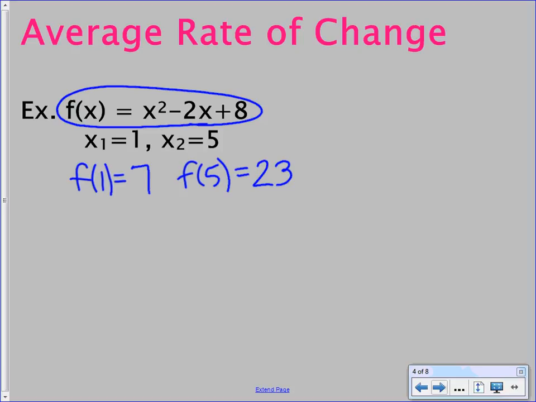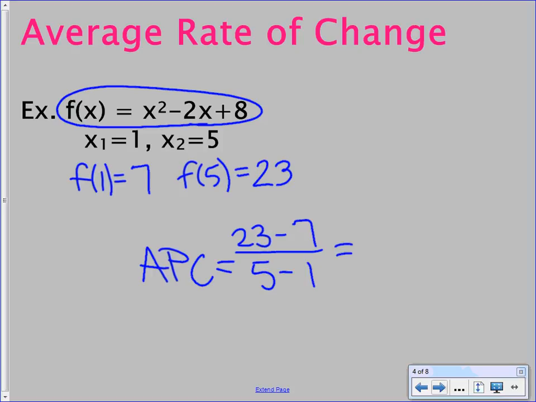Our parabola doesn't have slope, but the average rate of change is represented by the slope between these 2 points. So, our average rate of change, we're going to find the slope between these 2 points. So 23 minus 7, y minus y, over 5 minus 1, x minus x. So what does that give us? Gives us 16 over 4, right? Which is 4.